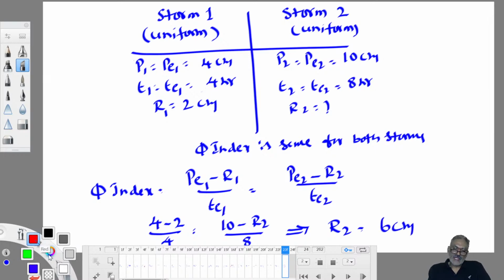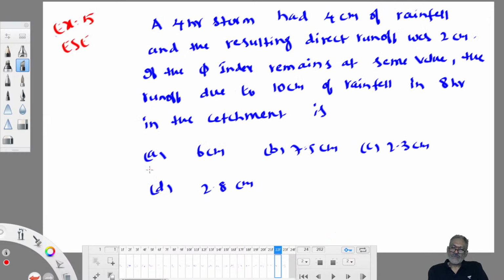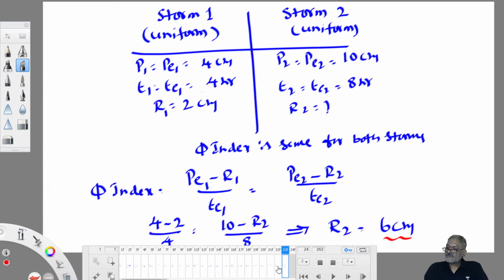In an ESE question, you can manage this without a calculator. That was the answer for that question. 6 centimeter, this is the right answer. Clear now?